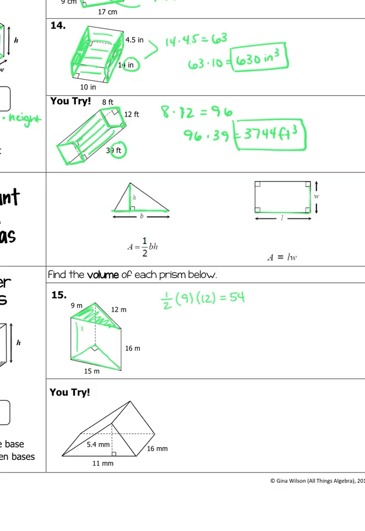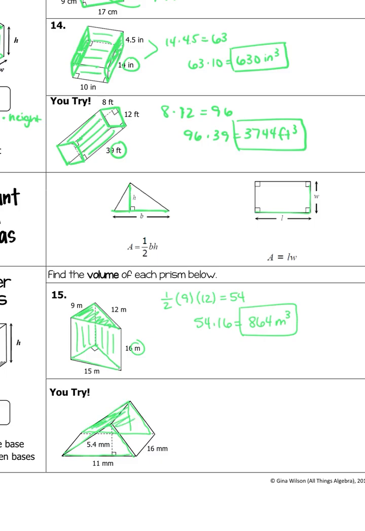And then the distance between my two triangles is 16. So I'm going to do 54 times 16. And that is going to give me 864 meters cubed. My units are meters. Okay? So I'm going to do the same thing here. So this time it's kind of turned on its side. So here's the triangle. And then the back here is the other triangle.